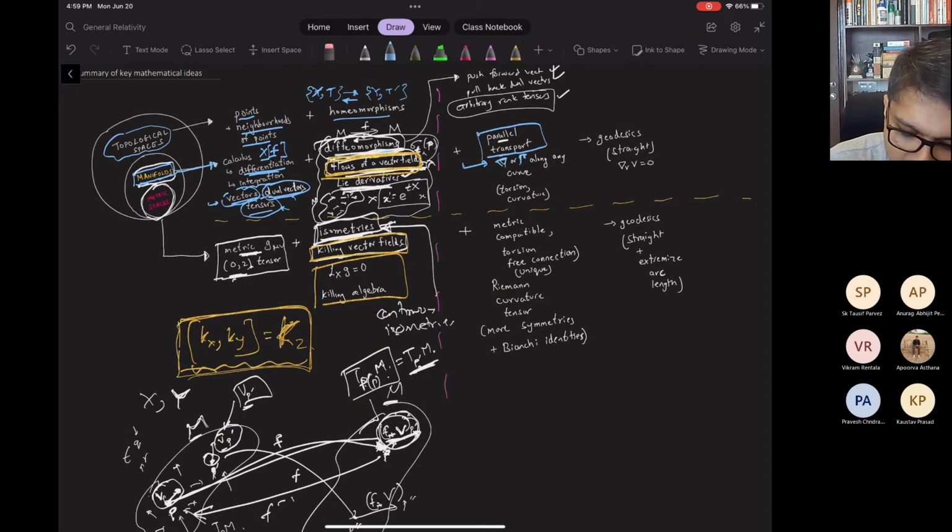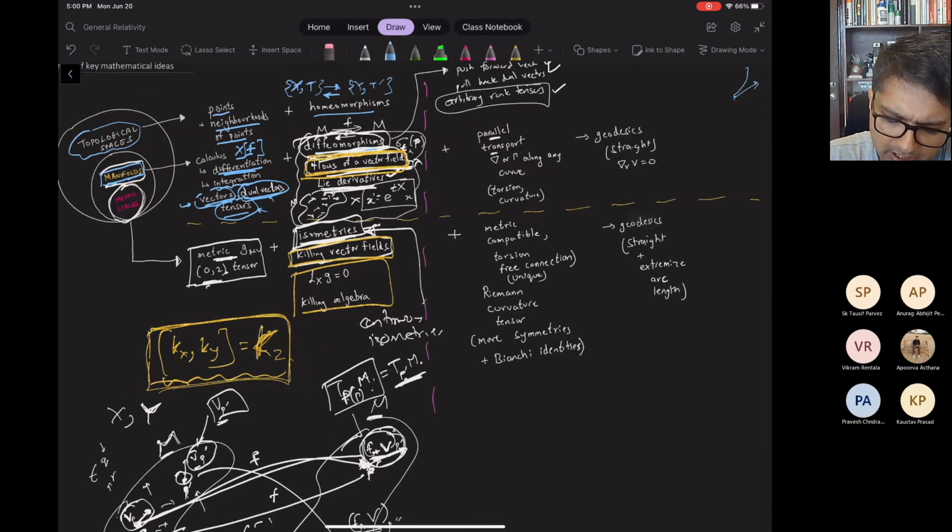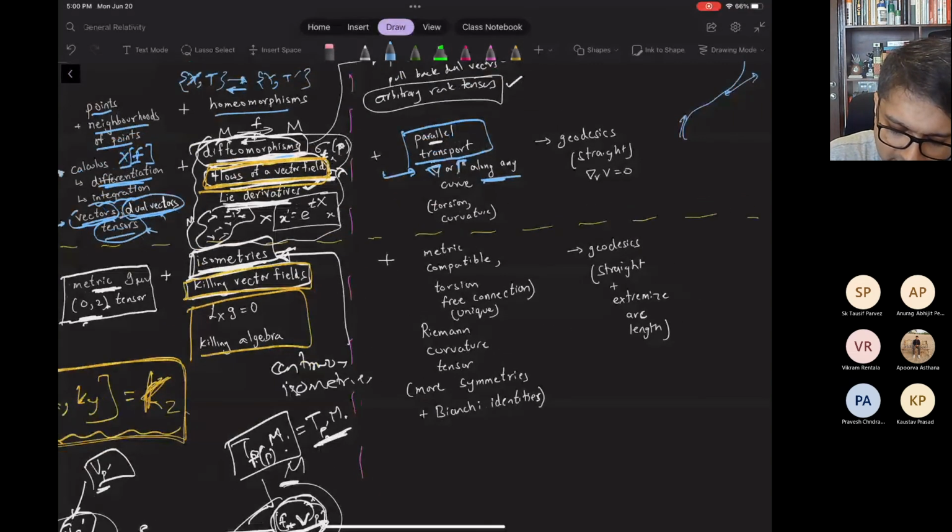Okay, and this will tell me how to parallelly transport, but this parallel transport is curve dependent. So if I give you a curve and I give you the connection on the manifold, you can tell me how to take a vector from here to some other point here by parallelly transporting it along the curve. Okay, and this connection can have torsion, and this connection can have curvature. These are some various properties that we've seen.